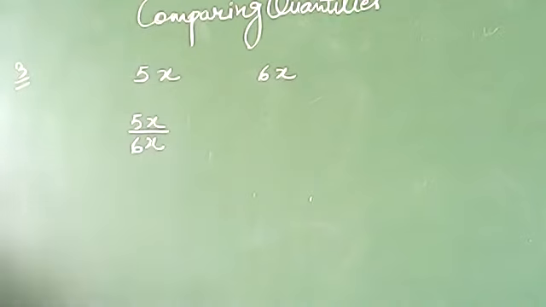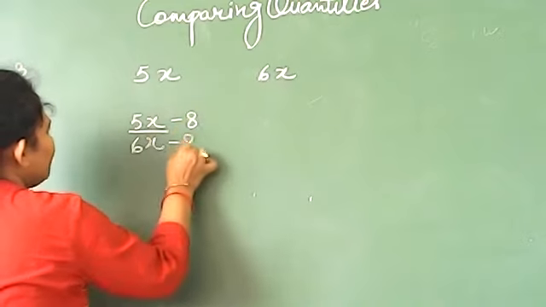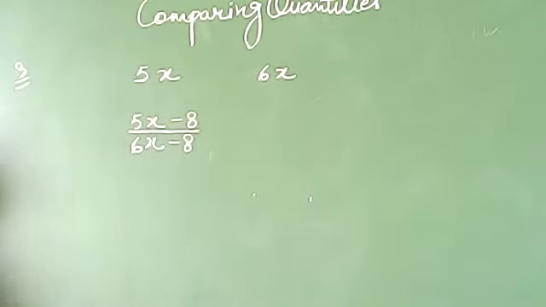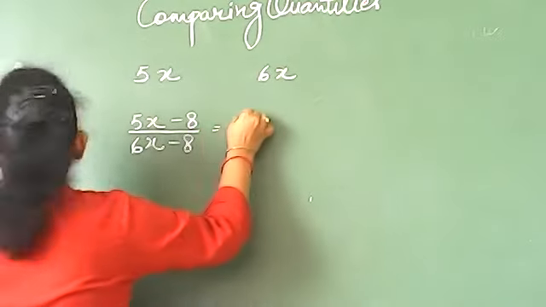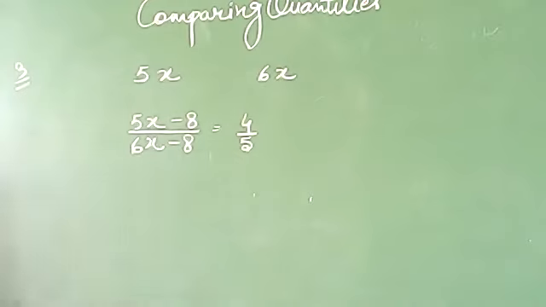Fine. Now it is telling, if 8 is subtracted from each, it means that you have to take 8 from this, 8 from this. And when you subtract 8 from both numbers, the new ratio will become 4:5. That is 4 upon 5.